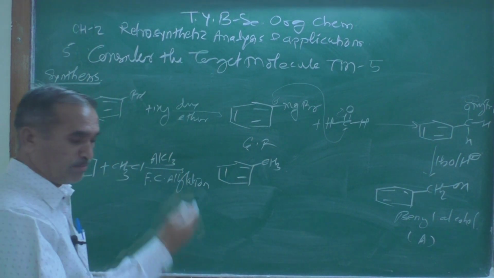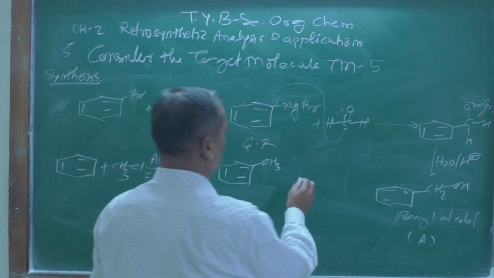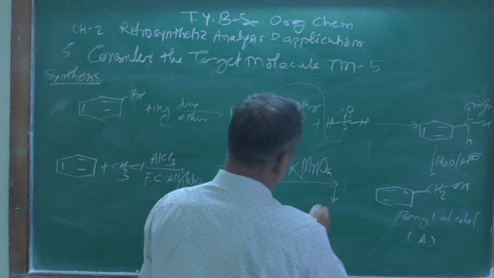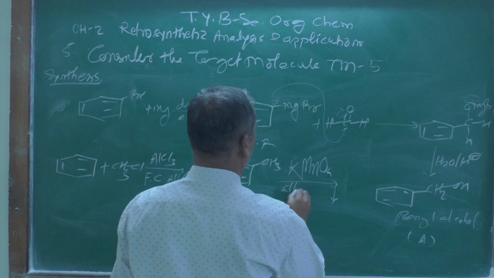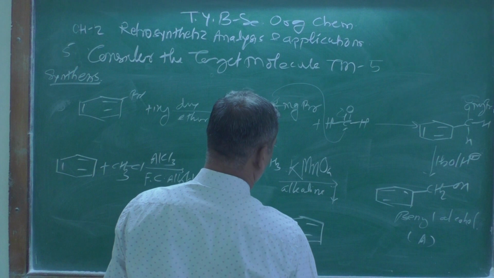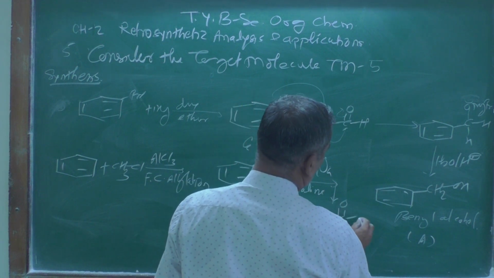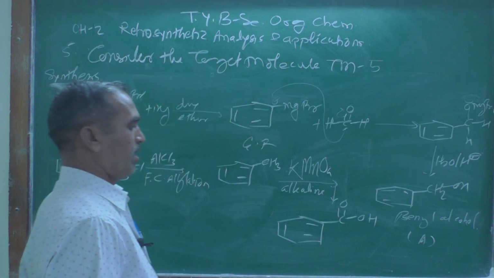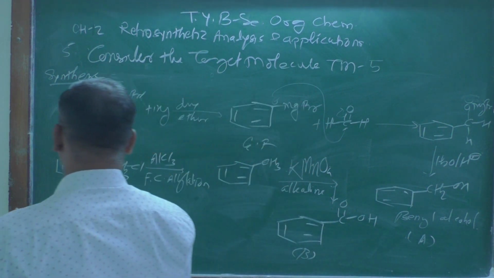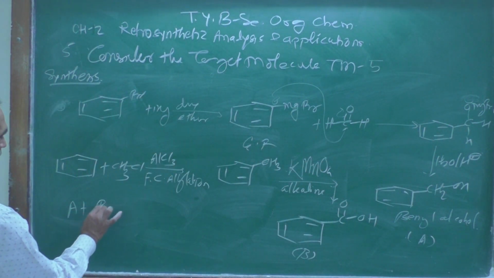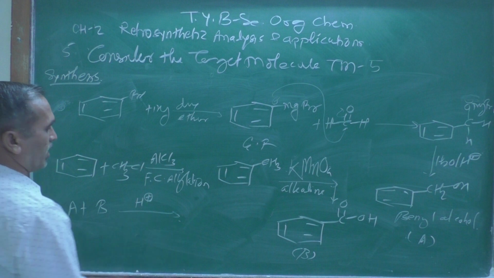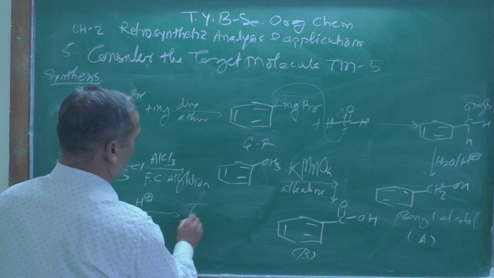The methyl group is introduced over there, and now this will be treated with alkaline KMnO4, right? You might be knowing that it should be alkaline in nature. What you will get? You are going to get benzoic acid over there, C double bond O, and this is OH, right? And this you can call B over here. Once you got A and B, you take A plus B under catalytic amount of H plus acid, and you will get the target molecule here.